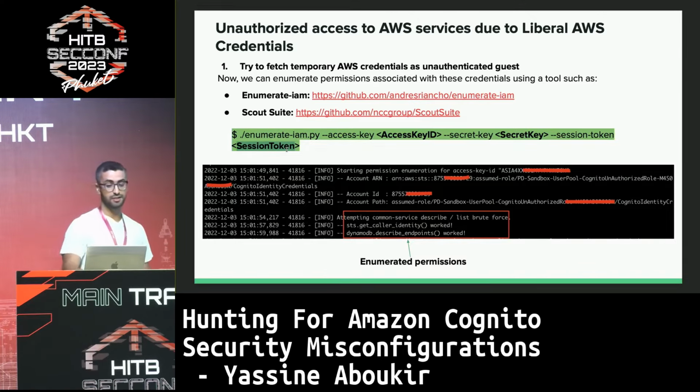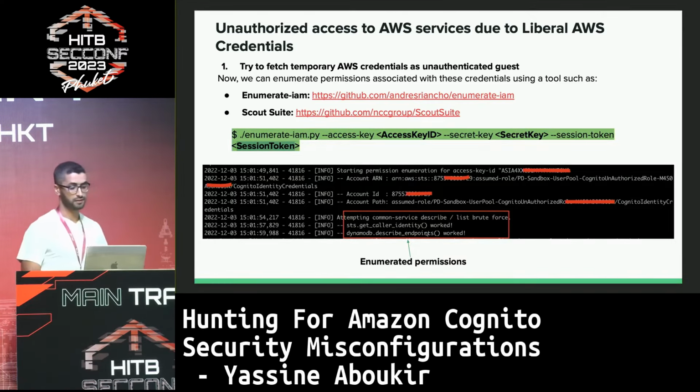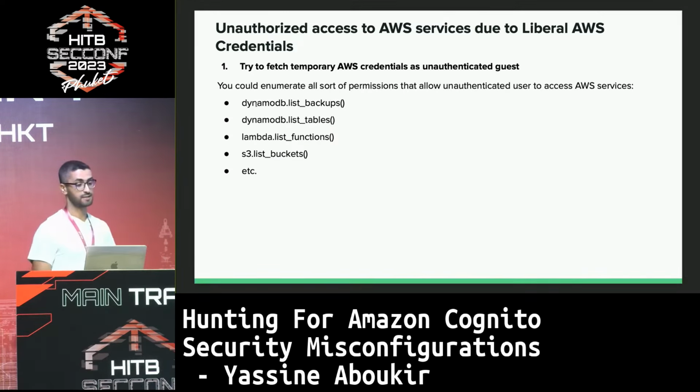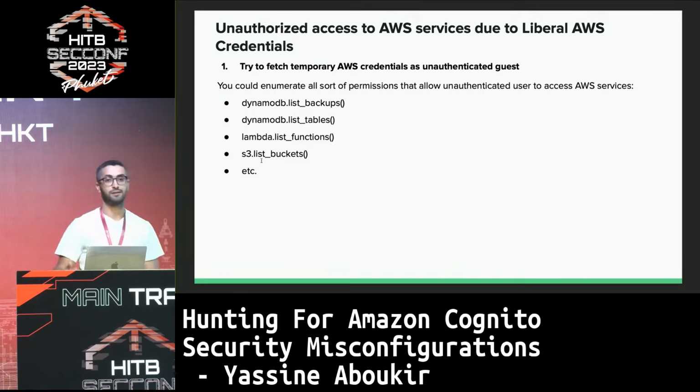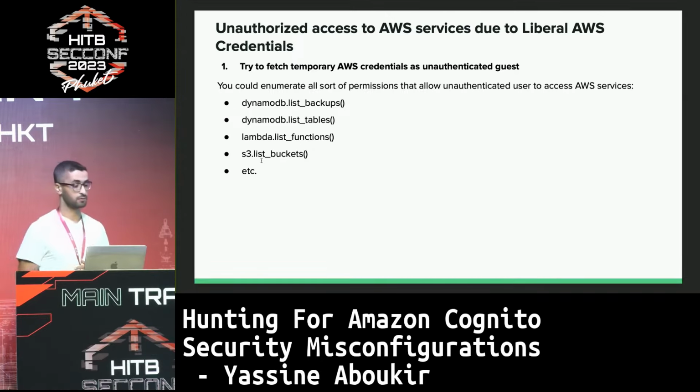Here in the screenshot, I haven't really found anything interesting. These permissions are basically returning public information, nothing very sensitive, but there are cases where you can find that these credentials give you access to DynamoDB to list their backups. You can find permissions to list DynamoDB tables. You can find permissions to list Lambda functions, and the S3 bucket is the most prominent one that I found. So you find credentials that are over-permissive and allow you access to the company's S3 buckets, which is pretty bad. So it depends on your luck.